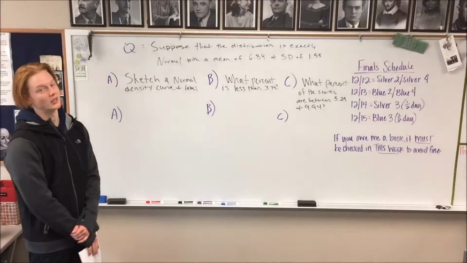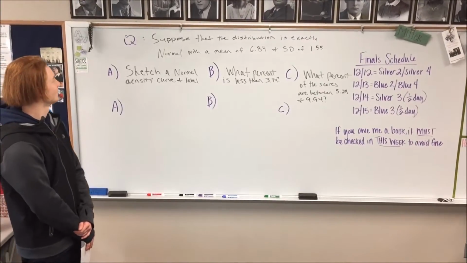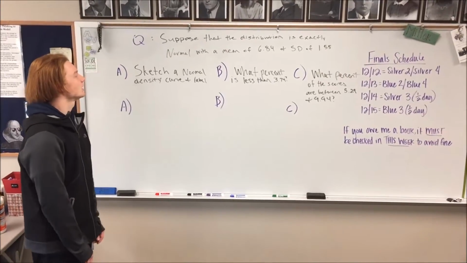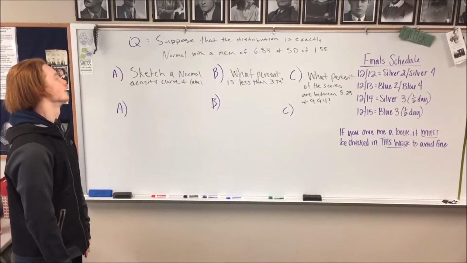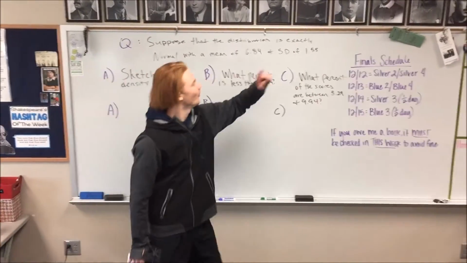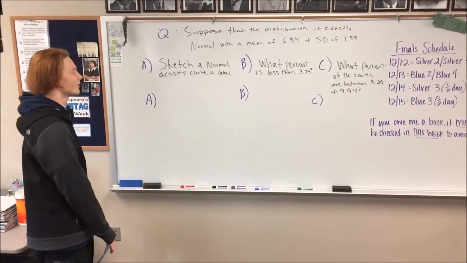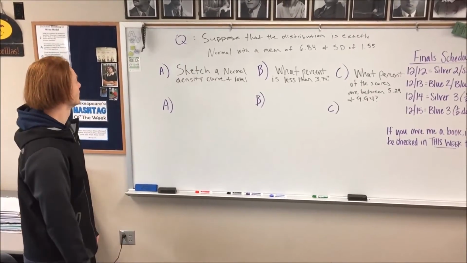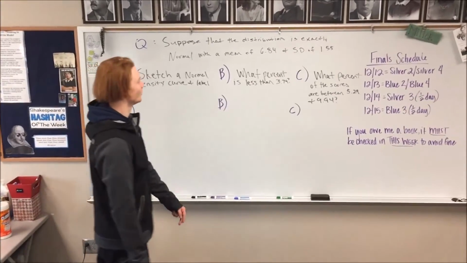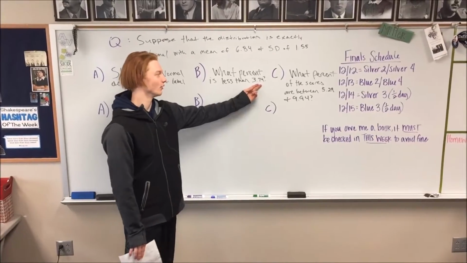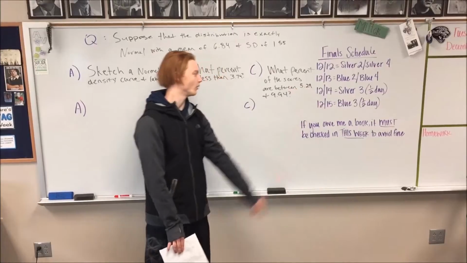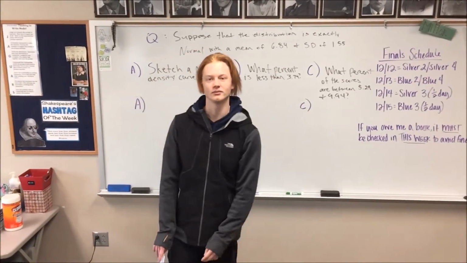So the first example we are going to do starts out here. Suppose that the distribution is exactly normal with a mean of 6.84 and a standard deviation of 1.55. First question: sketch a normal density curve and label it. Second question: what percent is less than 3.74? Third question: what percent of the scores are between 5.29 and 9.94?